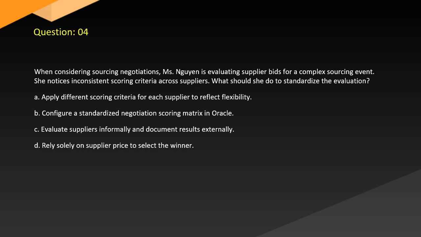A. Apply different scoring criteria for each supplier to reflect flexibility. B. Configure a standardized negotiation scoring matrix in Oracle. C. Evaluate suppliers informally and document results externally. D. Rely solely on supplier price to select the winner.